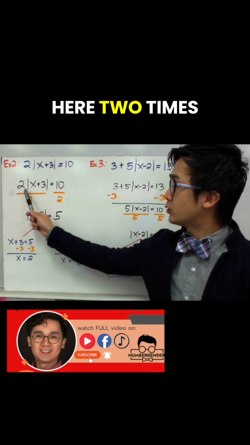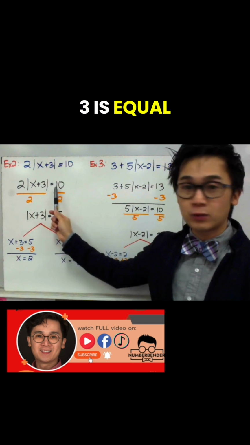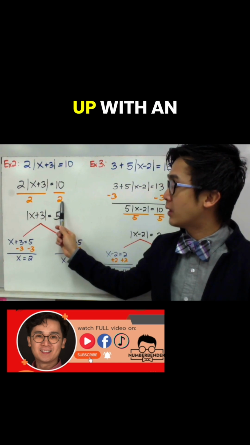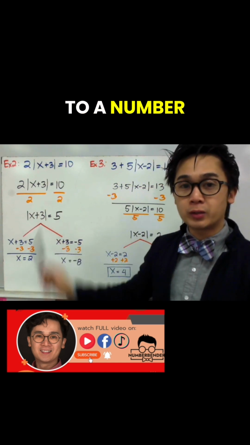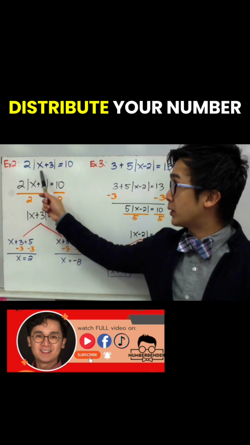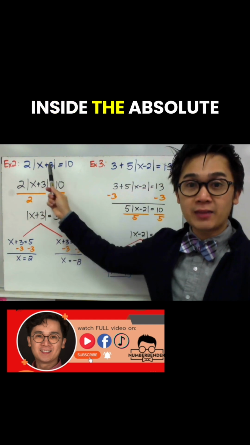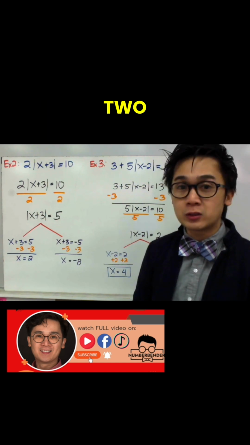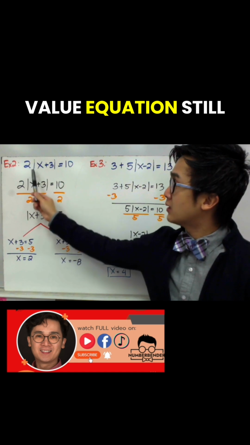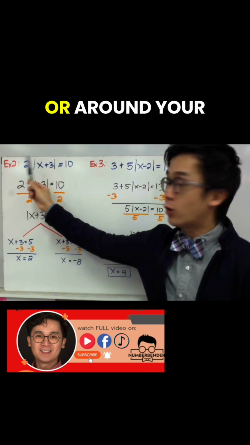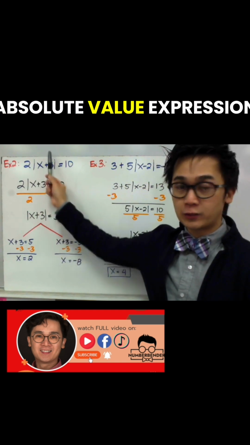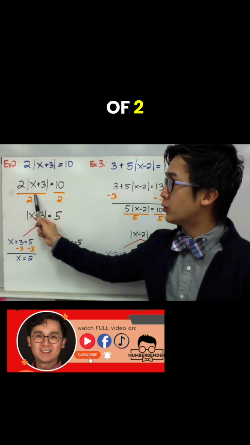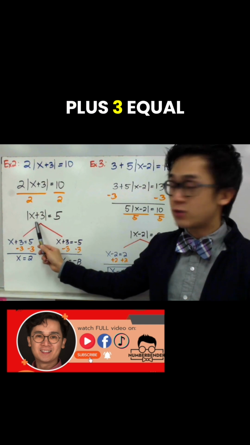So we have 2 times the absolute value of x plus 3 is equal to 10. To get rid of 2, we divide both sides by 2, so we'll end up with an absolute value equal to a number. Remember, you cannot distribute your number inside the absolute value, and you also cannot split your absolute value into two if your equation still has a number right next to your absolute value expression. So in this case, we cannot split it into 2 yet. We need to get rid of 2. So we'll end up with the absolute value of x plus 3 equal to 5.